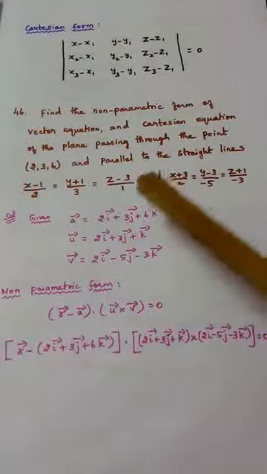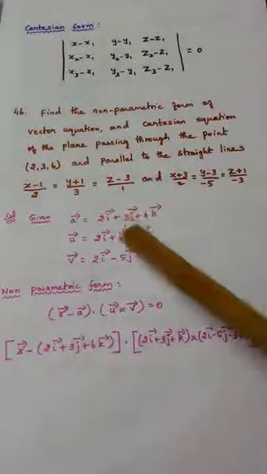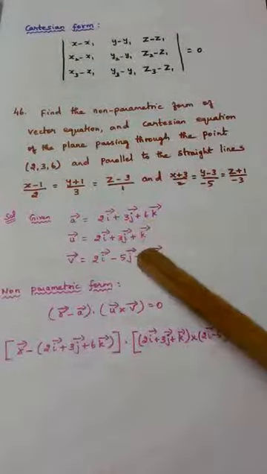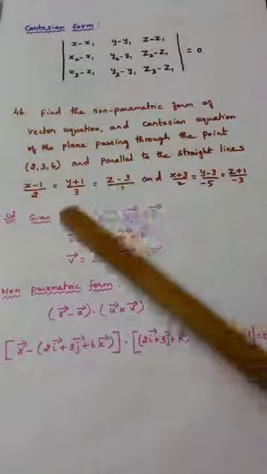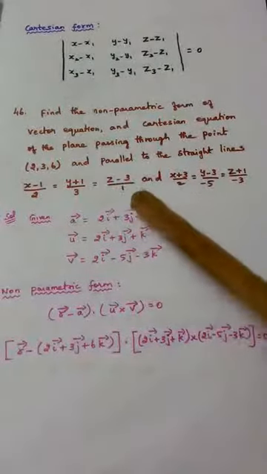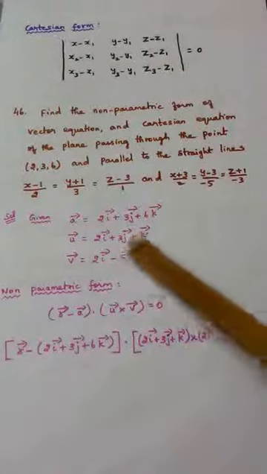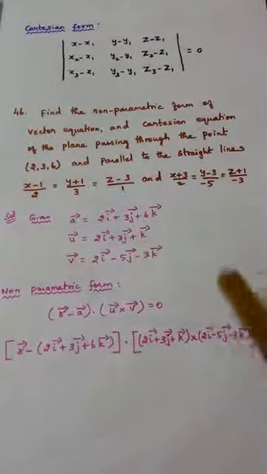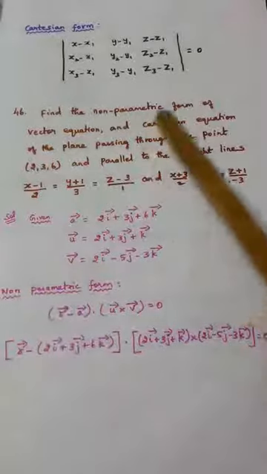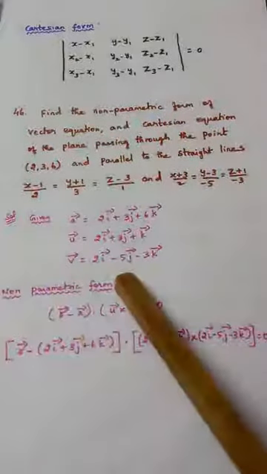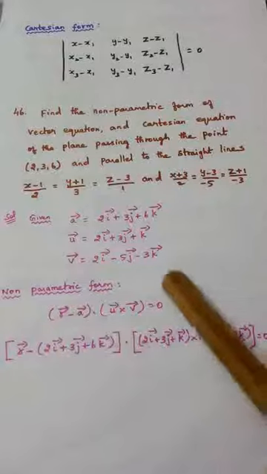What is the meaning? The plane passes through a point and is parallel to two vectors. So we have to identify the type from the data. Now we identified the plane passes through only one point and is parallel to two vectors, right? What is the question asked? Non-parametric form. So write the non-parametric form heading and write the suitable formula.